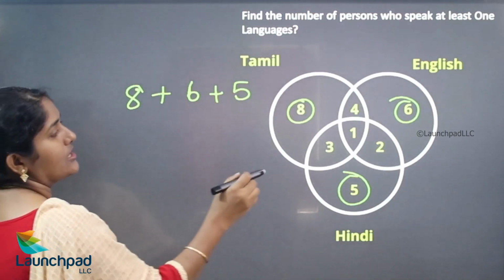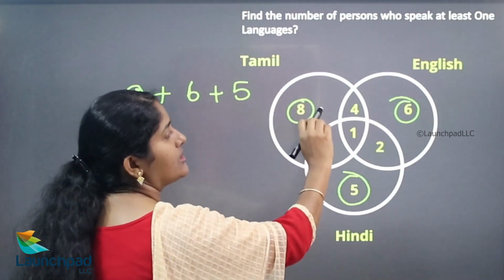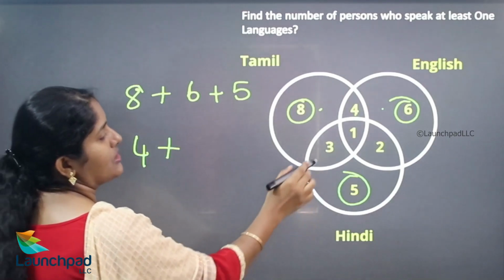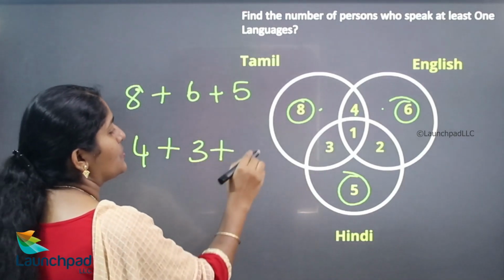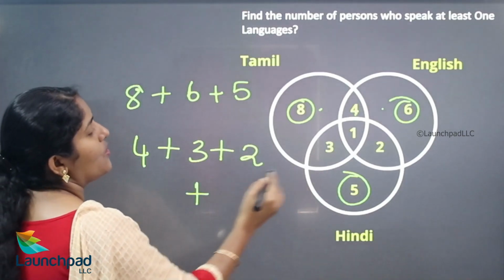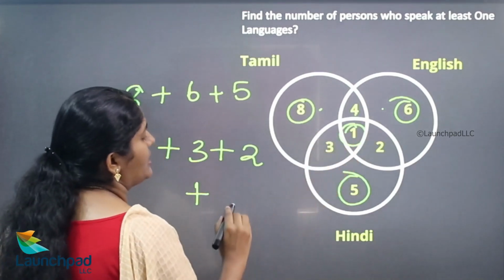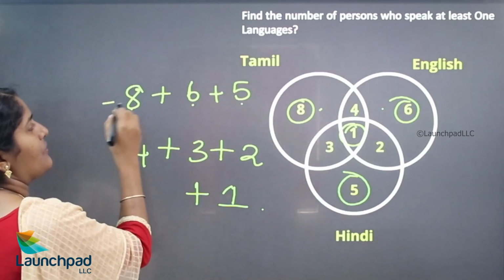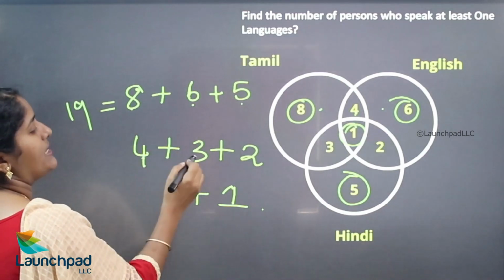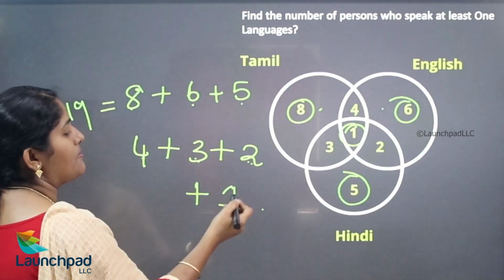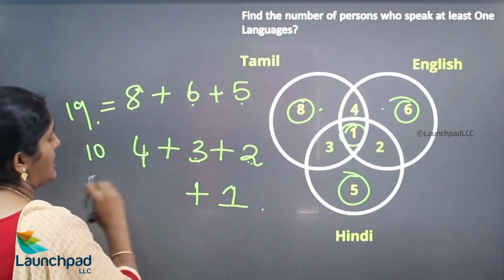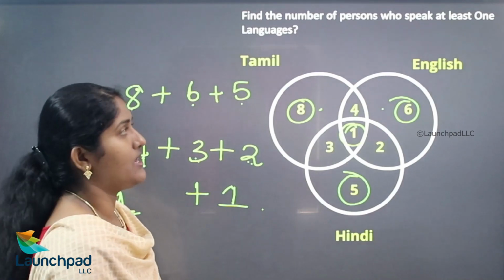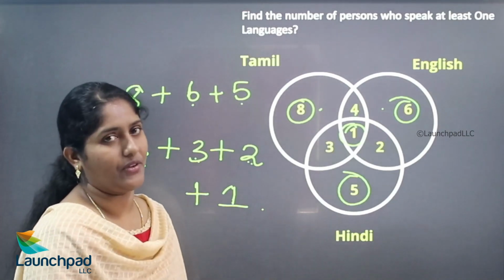Now 2 languages. What are the 2 languages? Tamil and English: 4 indicates both languages. Here 3 and here 2. Now 1 is denoted by 3 languages. 8 plus 6 plus 5 is 19. 4 plus 3 is 7, 7 plus 2 is 9, 9 plus 1 is 10. 19 plus 10 is 29 members. There are 29 members speaking at least 1 language.